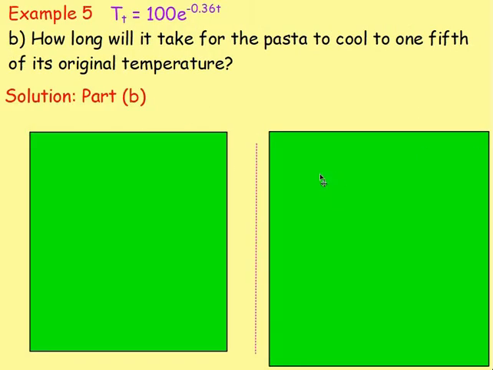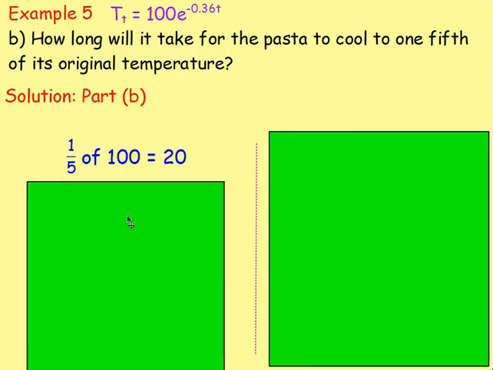For part B, how long will it take for the pasta to cool to 1/5 of its original temperature? Well, for this one, we know the original temperature. We worked that out. That was 100 degrees just when it came out of the oven. So 1/5 of 100 degrees is 20 degrees. How long will it take for the pasta to cool to 1/5 of the original temperature? Well, we can replace the temperature then with 20, because that is what it will be if it's 1/5 of the original.